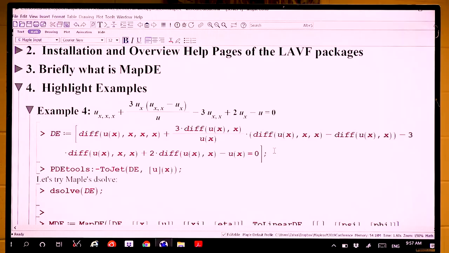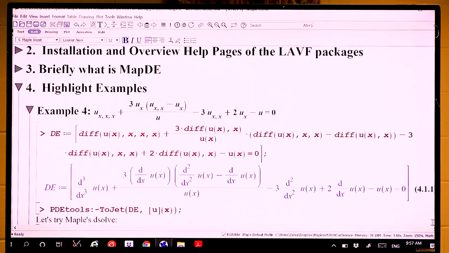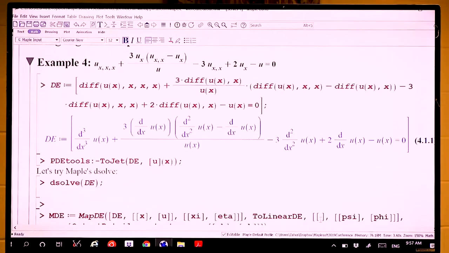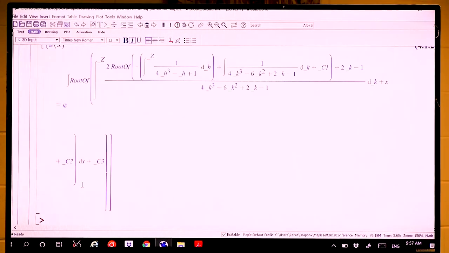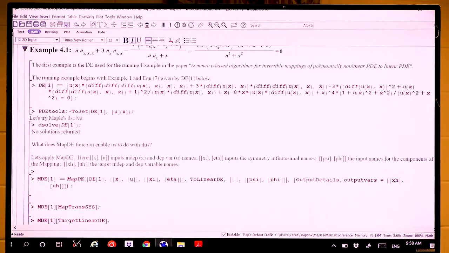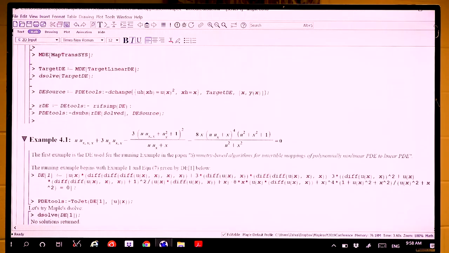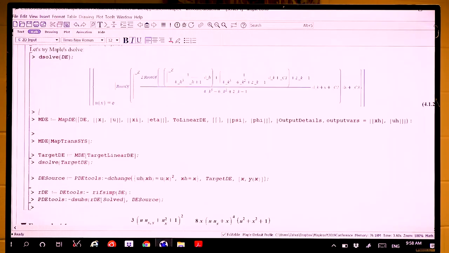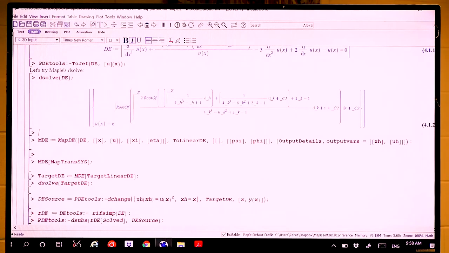We have this ODE system and differential equation. We can use the dsolve on that. This is the output of dsolve on this differential equation. And now let's see what MACDE is doing on that. We have the source system, the goal, which is to map that to linear, and this is the transformation, and this is the output. This is the option list. We can use the x hat and u hat.